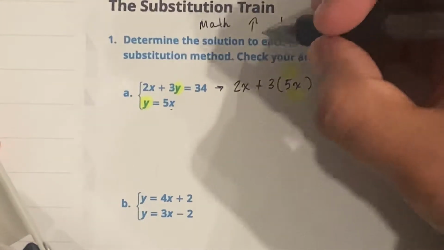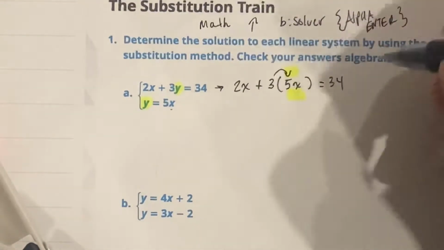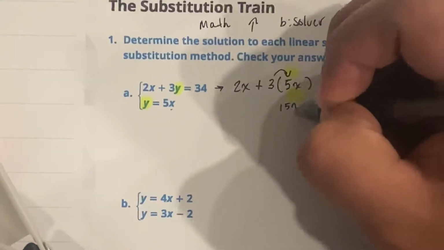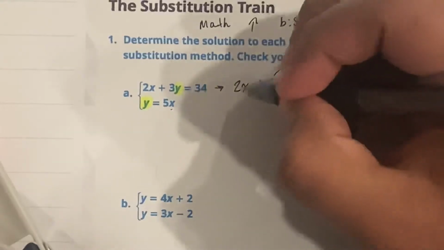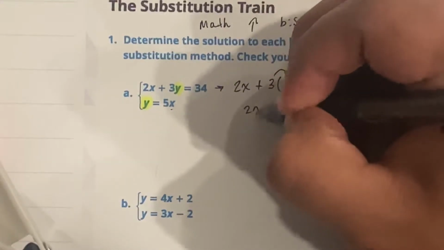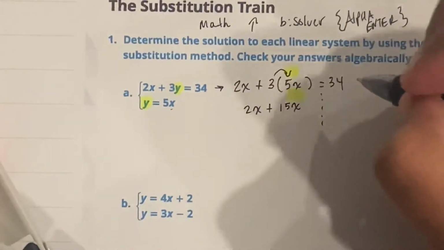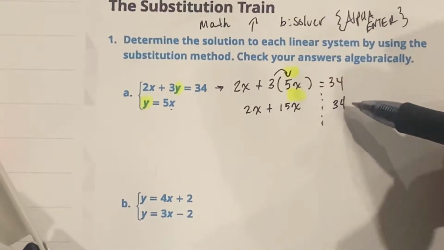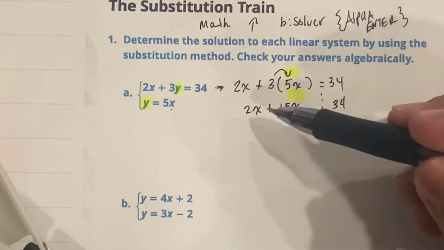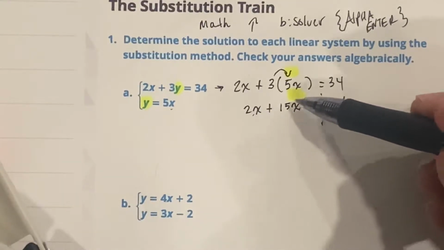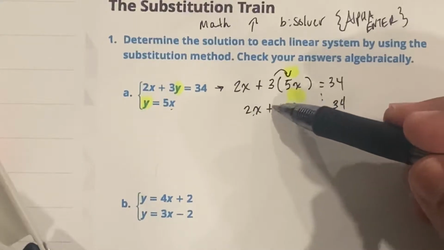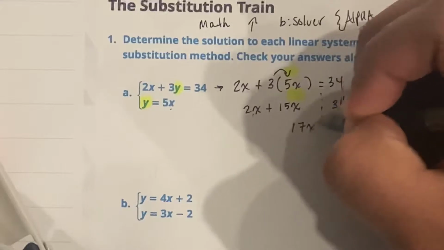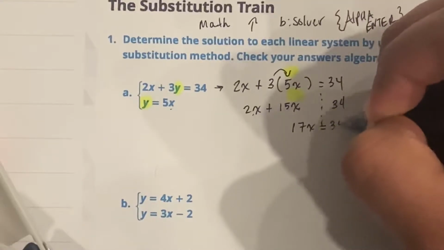Now, I'll do this one with you just so you can get an insight. 3 times 5 is 15x. Sorry, I forgot my x. Bring down the 2. Bring down the 34. We have all our x's on the left side, looks good. All numbers on the right side, looks good. I can add these two together because they're both x's. 2 plus 15, 17x equals 34.